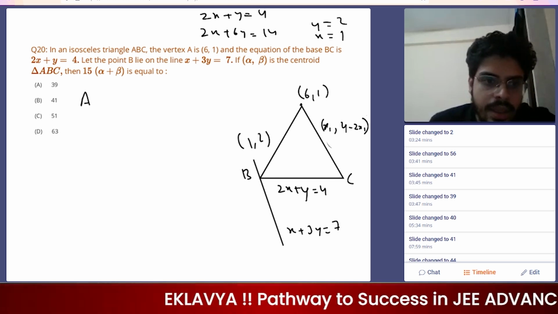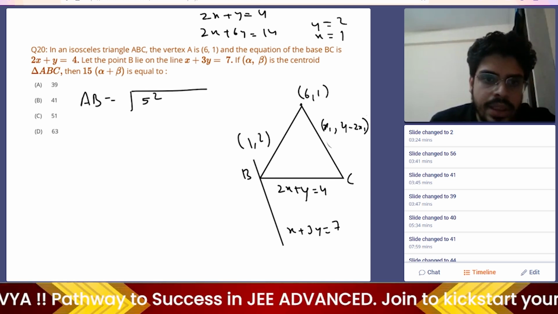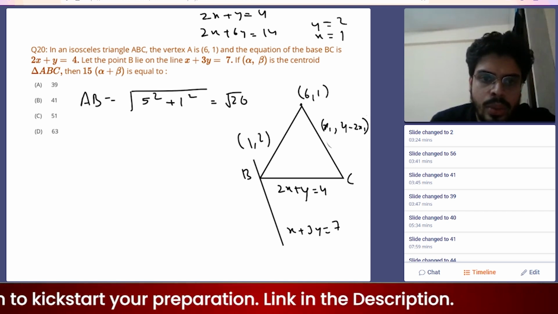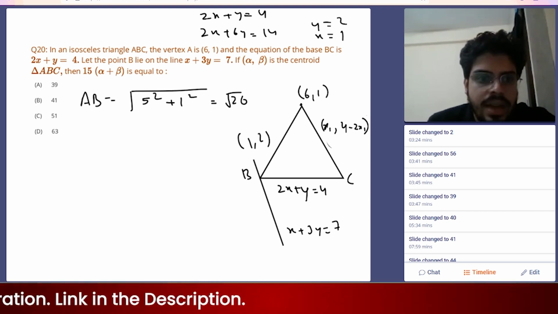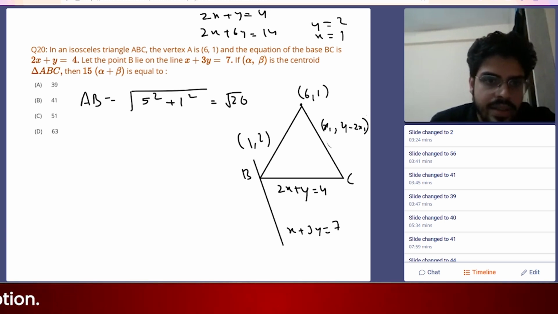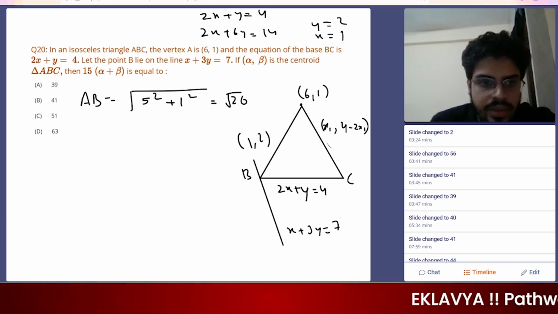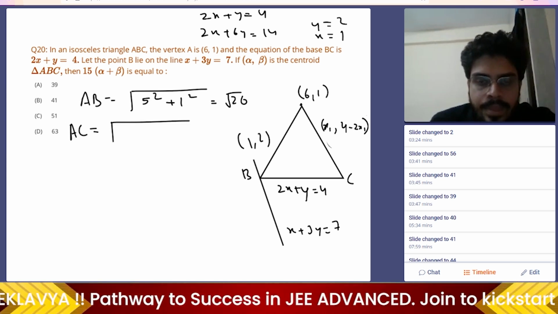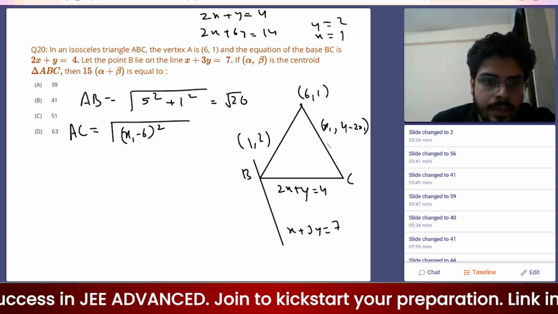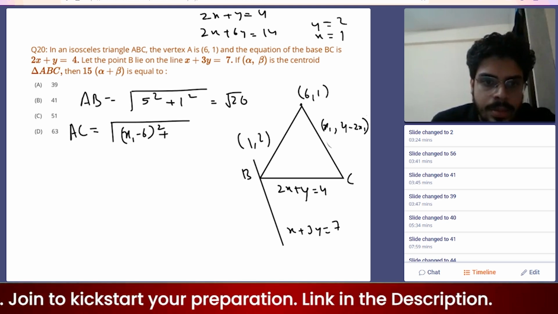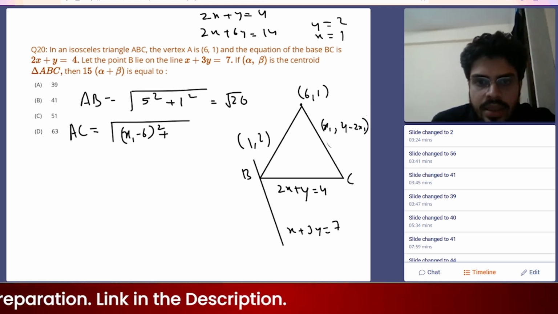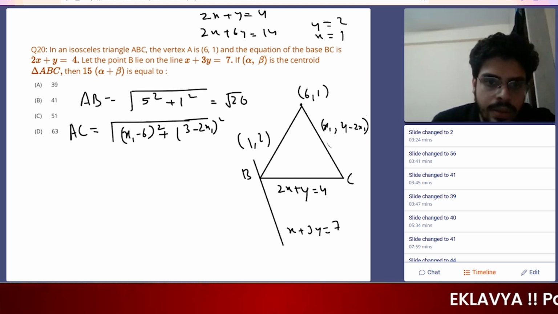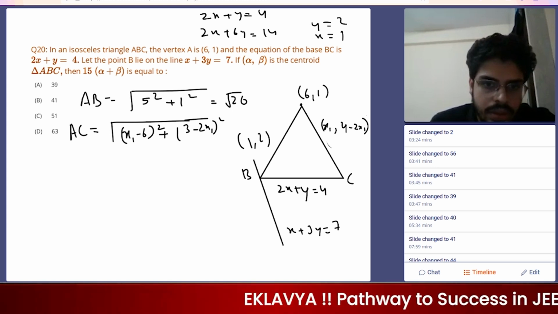AB will be root of 6 minus 1, so 5 square, and 1 square. So this will be root 26. This is the value of AB. So what will be the value of AC? AC will also be root 26. So we can find AC, which is equal to root of x1 minus 6 whole square plus 4 minus 2x1 minus 1, so 3 minus 2x1 whole square. This is equal to root 26.